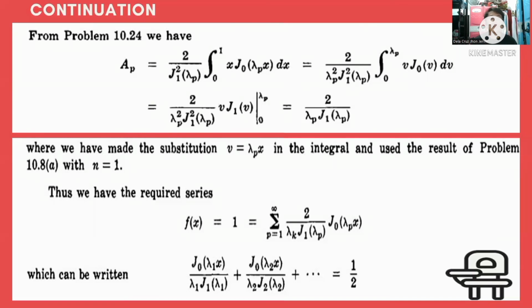So we have the required series: f(x) equals 1 equals summation of p equals 1 to infinity of 2 over lambda_p J_1(lambda_p) times J_0(lambda_p x). It can be written as J_0(lambda_1 x) over lambda_1 J_1(lambda_1) plus J_0(lambda_2 x) over lambda_2 J_1(lambda_2) plus and so on, equal to 1/2.